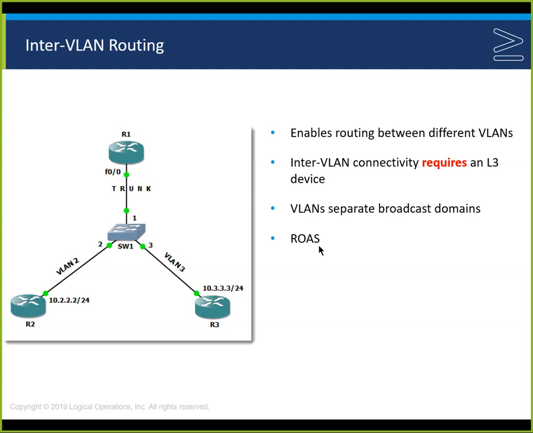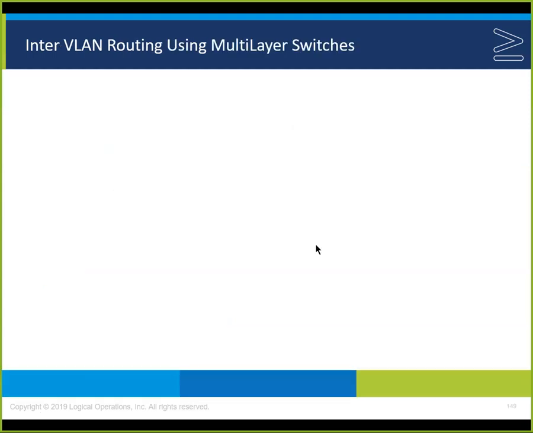So ROAS, router on a stick. ROAS. That used to always mess me up because Roanoke, where I lived for a lot of years, Roanoke, Virginia, the airport code was ROA.